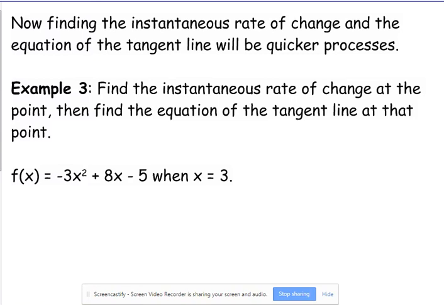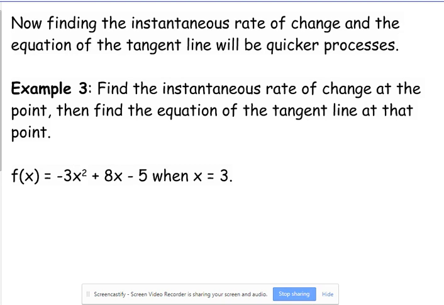Okay, so now when we're asked to find the instantaneous rate of change and the equation of the tangent line, it's going to be a much more efficient process because we have our power rule now. It's going to be a lot easier to find that derivative. Once we have the derivative, we can just plug in the value. We can get our instantaneous rate of change, which is also the derivative at a point, which is also the slope of the tangent line at a point.